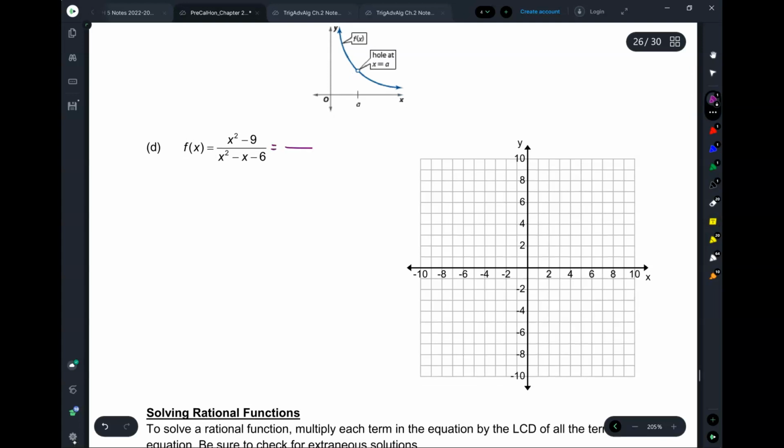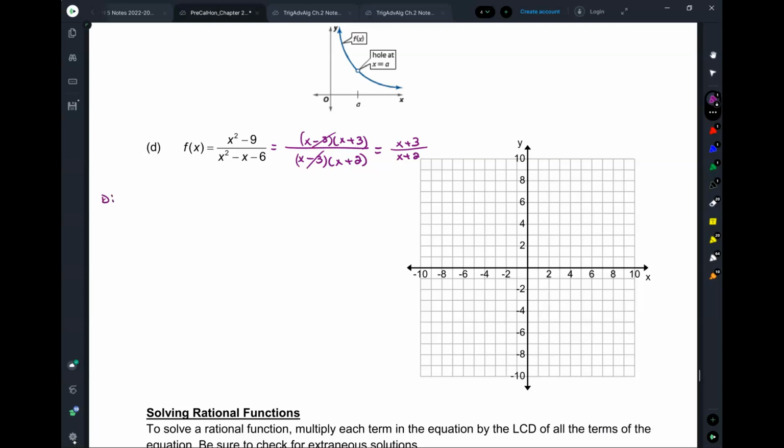We can factor this. X minus 3, x plus 3, x minus 3, x plus 2. And yes, these cancel, so now I get x plus 3 over x plus 2. Okay, now, domain. For domain, you're going to look at this before it cancels. Because yes, this cancels, but if you go to the original equation, positive 3 still doesn't work. So it's negative infinity to negative 2, and to 3 and so on.